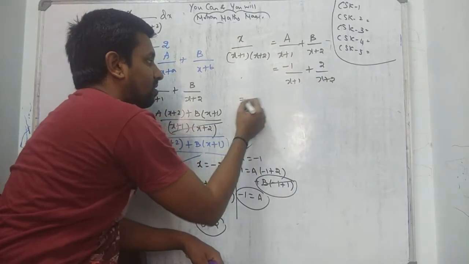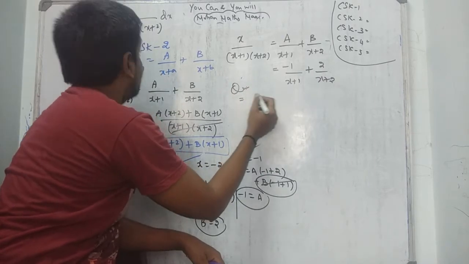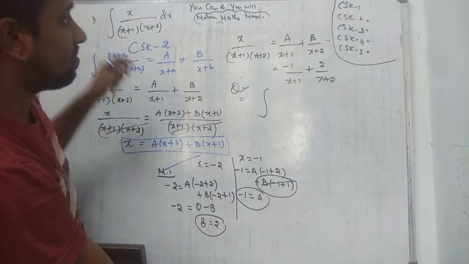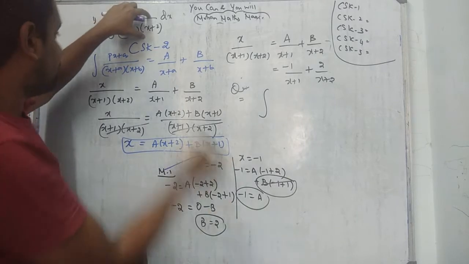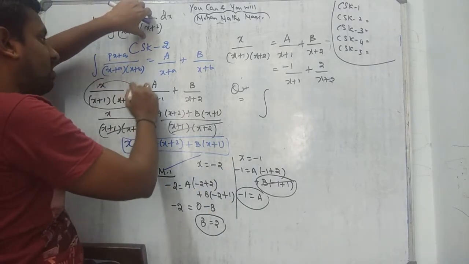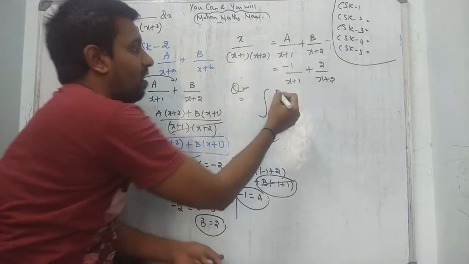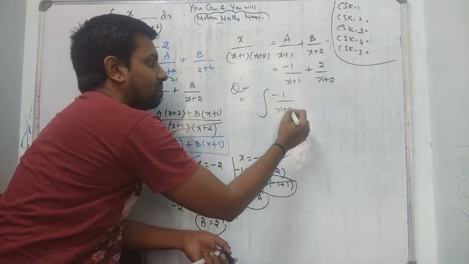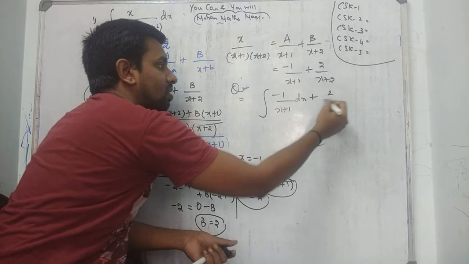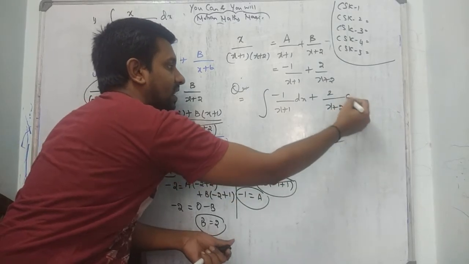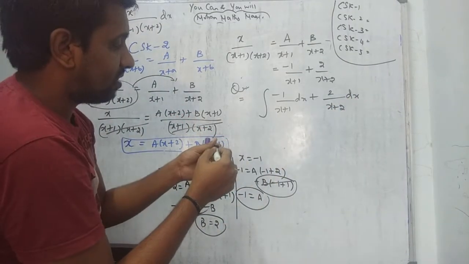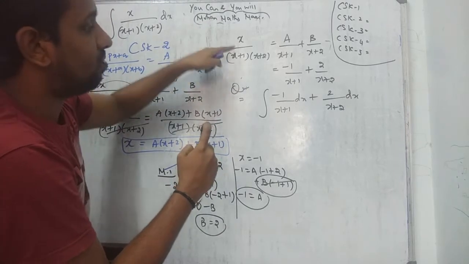Now, this is your new question. What is the new question? Integration: this fraction is converted into this one. Now the new form is minus 1 upon x plus 1 dx plus 2 upon x plus 2 dx. This is the new question. If you want to simplify, I'll get to that.